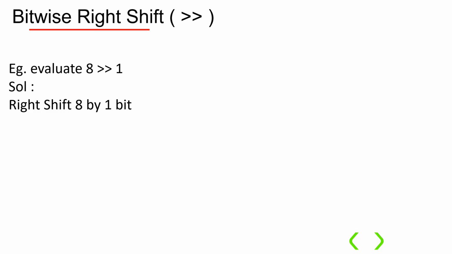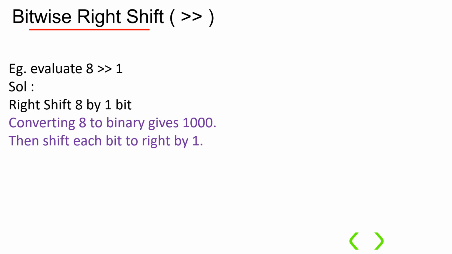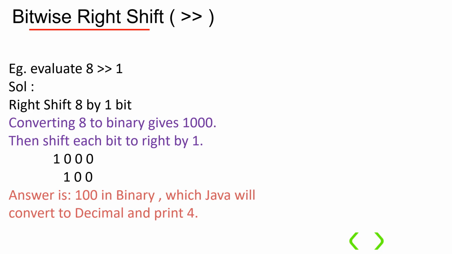The steps remain the same as we did for left shift operator. So converting 8 to binary gives 1, 0, 0, 0. Then shift each bit to the right by 1. When we right shift 1, 0, 0, 0 by 1, the last bit will be eliminated. Hence, we get 1, 0, 0. So the answer we get is 1, 0, 0 in binary, which will be converted to decimal internally, and the answer is 4. Pretty easy, but it's complicated to do so many steps when there's an easy way out.